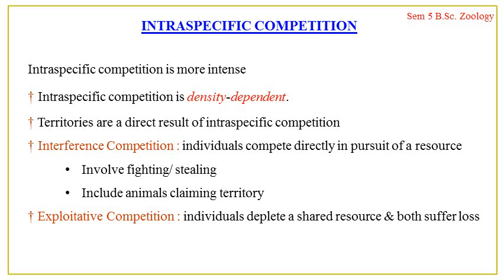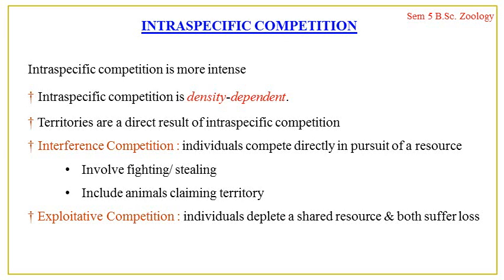Now, exploitative competition usually occurs between individuals of the same population, exploiting the same resource and reducing its availability to others. Okay, and usually, as we have seen, it occurs in plants. But in the case of animals, this kind of competition is usually found between individuals belonging to different species. Okay, so exploitative competition is more prevalent in animals when the competing individuals are from two different species. Exploitative intraspecific competition is more evident in the plant community than in the animal community. I hope it is clear.